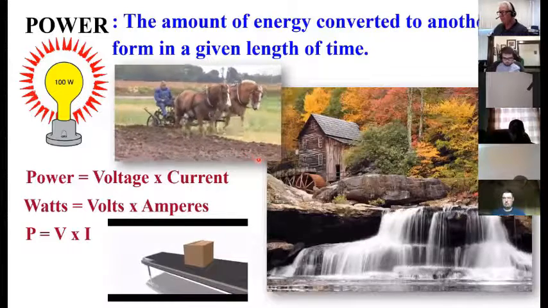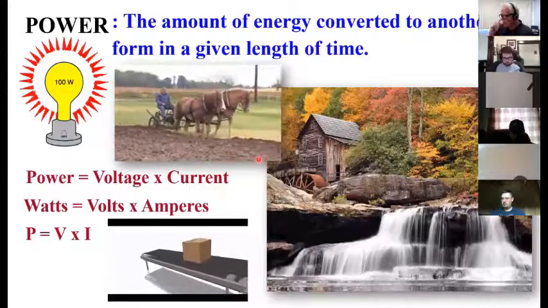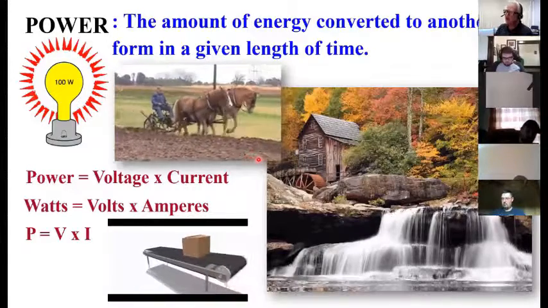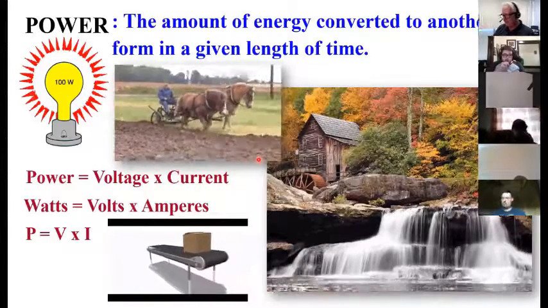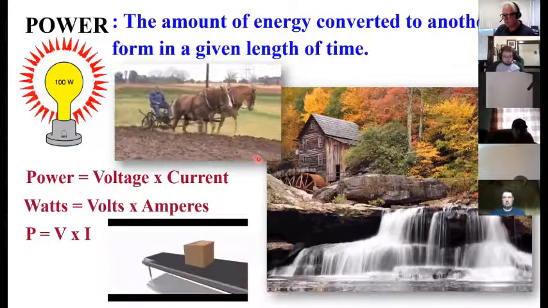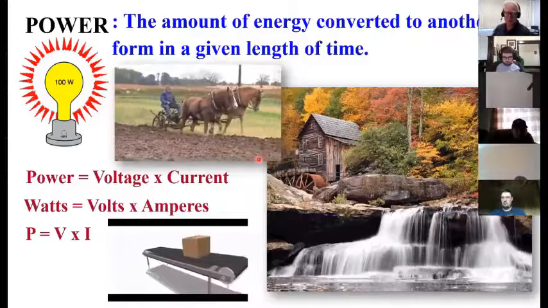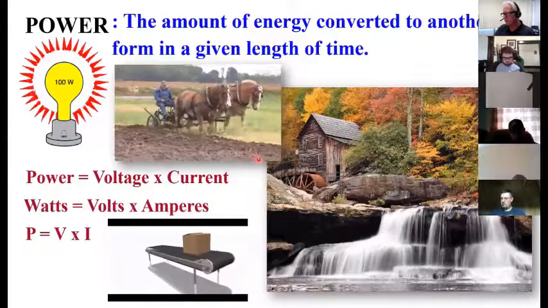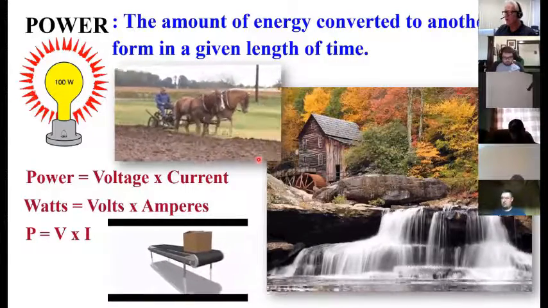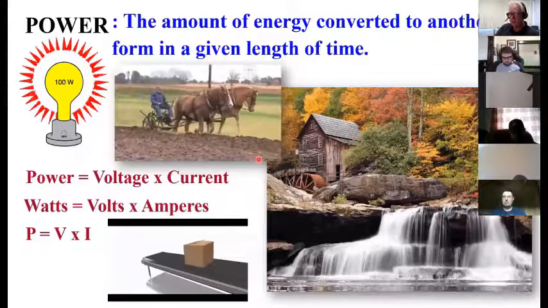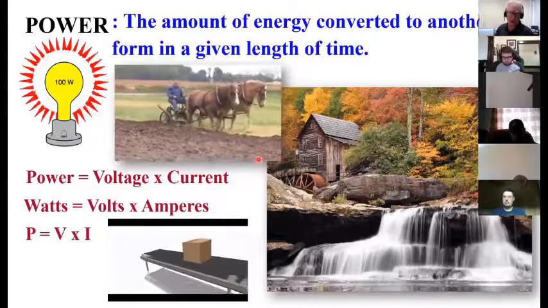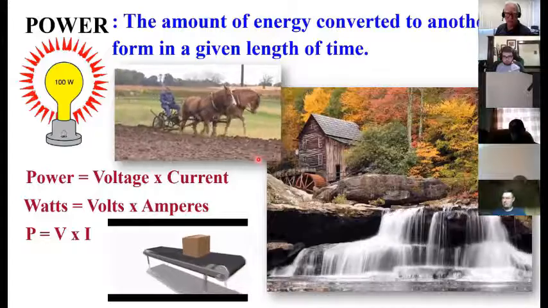Energy is different from power. Power is how much energy is being used in a given length of time. So how much work are you doing? How fast, how quickly are you doing work? That's what power is, how quickly you're doing work. Energy is the ability to do work, and power is how quickly you're doing that work.